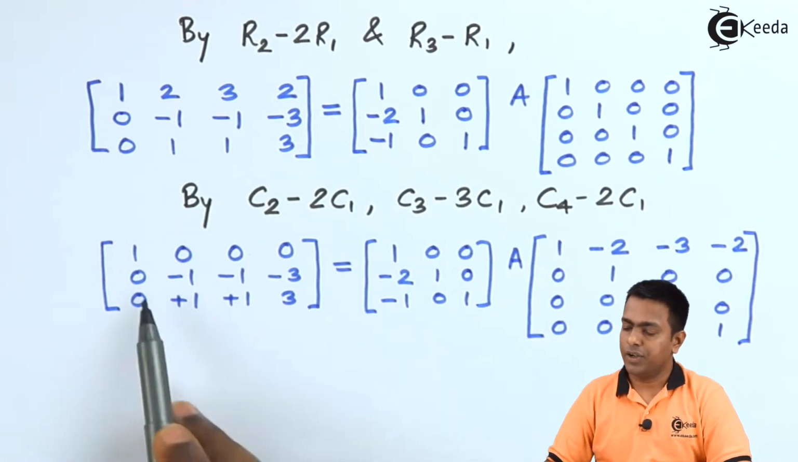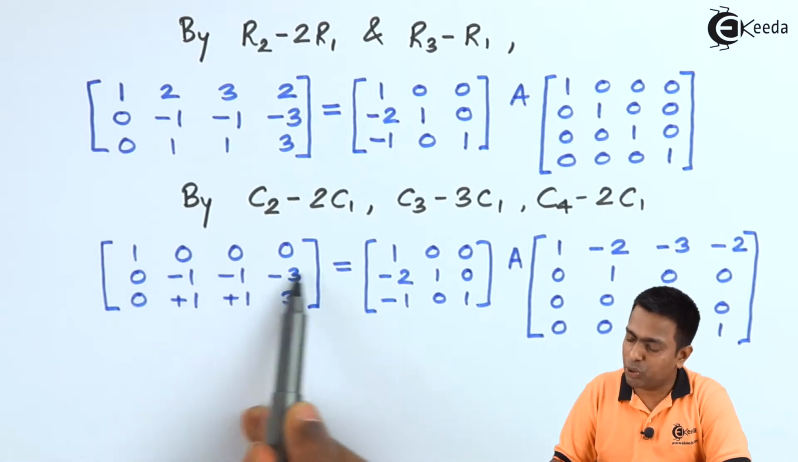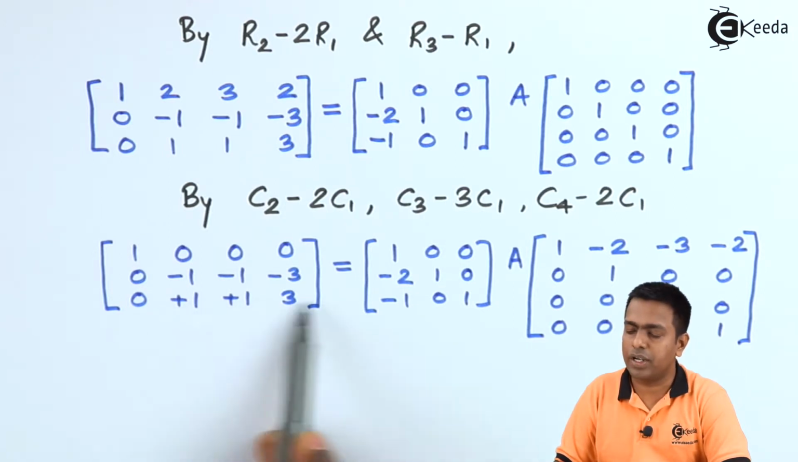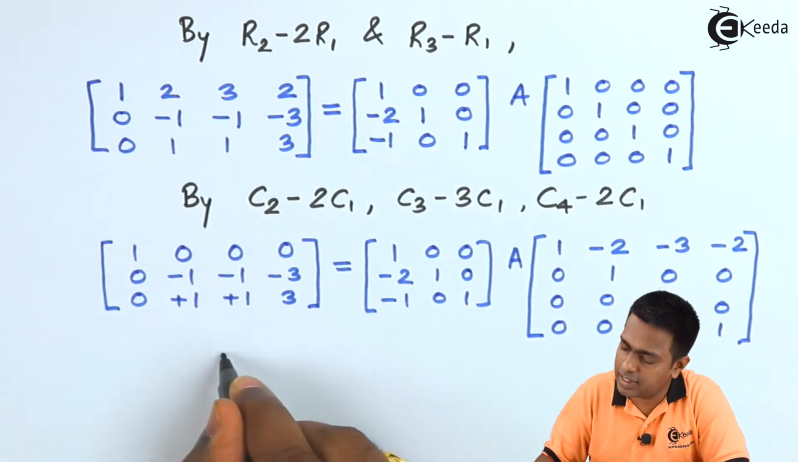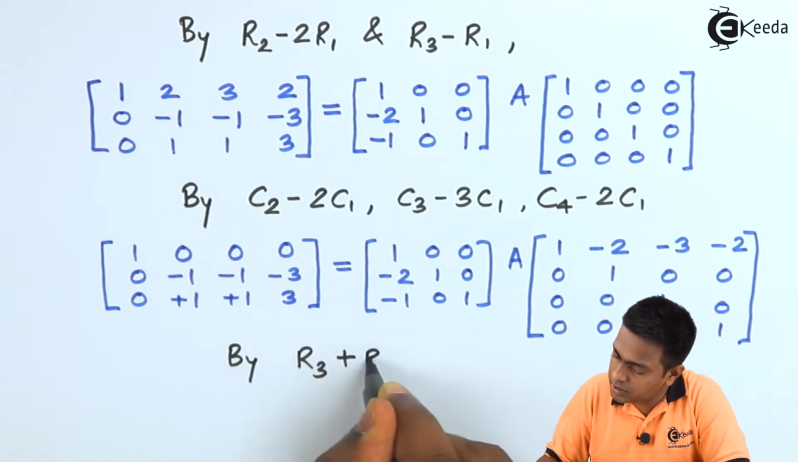Next guys, here we will add this row number 2 in row number 3. By that we will get 0 in the row number 3. So here I'll say by R3 plus R2.